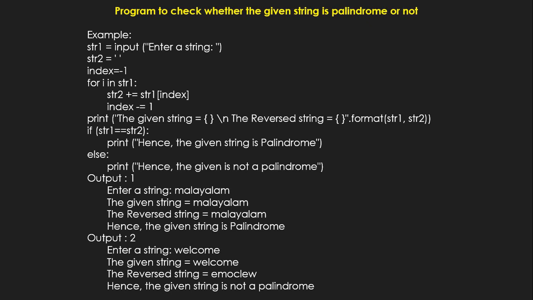Then what does it do? If str1 is equal to str2, then print the given string is a palindrome. Otherwise, print the string is not a palindrome. And you see that print line there, the given string equal to, there's a placeholder. You have to write the given string there. Then in a new line, the reverse string equal to, again another placeholder, because there's a new line character, it comes to the second line and prints. It compares string 1 and string 2 and prints the end result. What is the end result? The given string is not a palindrome, or the given string is a palindrome.